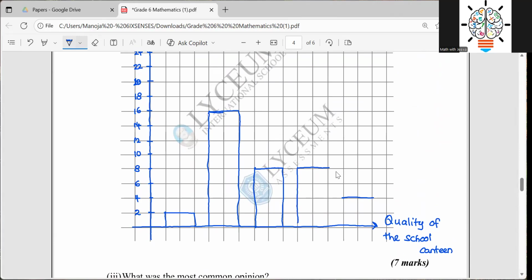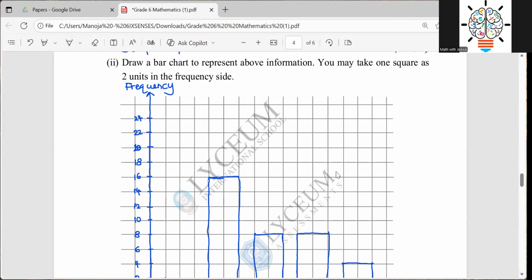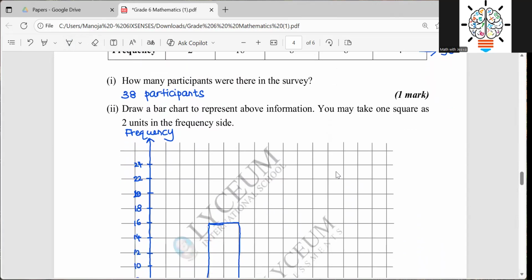So you can draw this nicely because you are using the rulers. Here I'm not using the ruler. So then this is very good, and this is good. This is satisfactory. This is poor. And this is very poor. Poor and very poor. Very good, good, satisfactory.